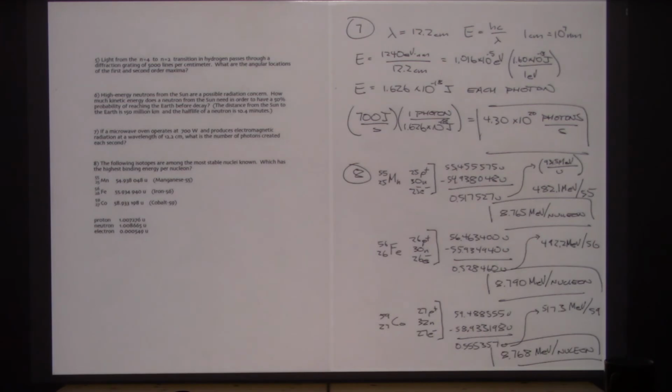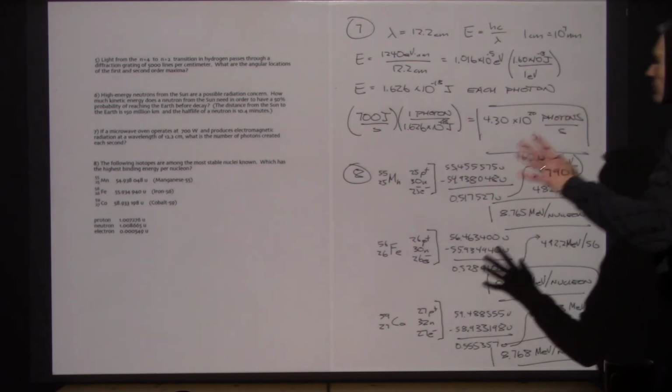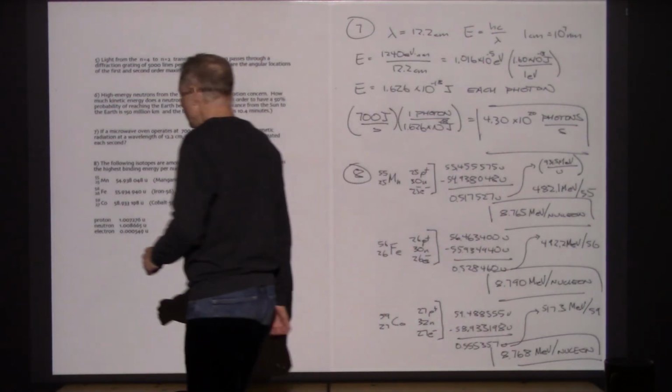All right, now that's a big number. If we compare it with Avogadro's number, about 6 times 10 to the 23rd, this is like 1,000th of a mole of photons every second. So it would take about 1,000 seconds, maybe 10 or 15 minutes, to produce a mole of photons in my microwave oven. Anyway, it's an example of counting photons.